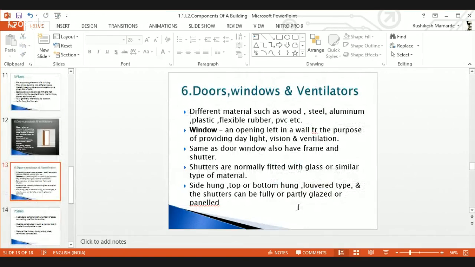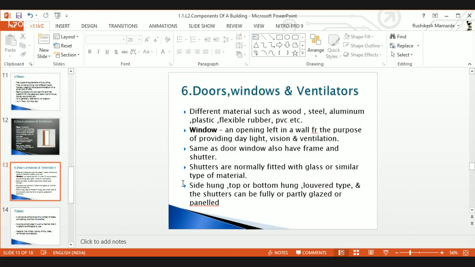Different materials such as wood, steel, aluminum, plastic, flexible rubber, PVC, etc. are used to make the doors. You must be aware of all these materials like wood. Steel doors are also out there, aluminum doors are also there, plastic doors, flexible rubber, PVC. There are PVC doors also nowadays in the market. It's something new in the market. So these materials are used to make the doors.